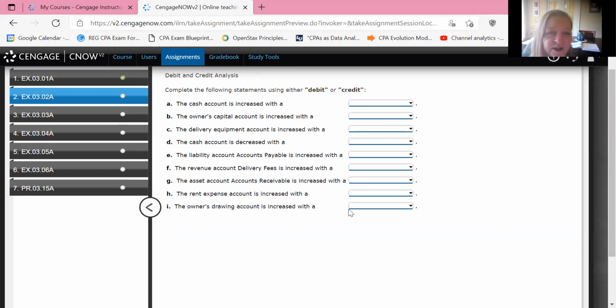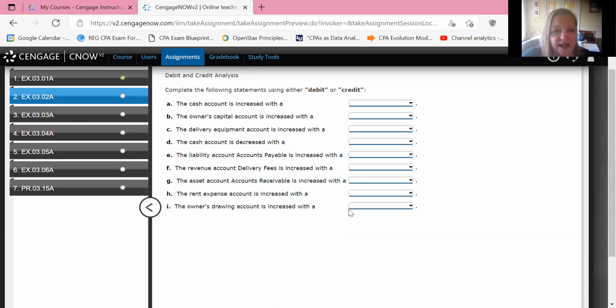This says debit and credit analysis. Complete the following statements using either debit or credit. So the cash account is increased with, and here's my recommendation. You can see all this. I think the thing to do would be to pause my video when you get to each problem, try to work it yourself, and then let me talk you through it afterwards and see if you got it right. That would really help you to be stronger if you did that. I really think that's the best way to handle every one of these exercise videos.